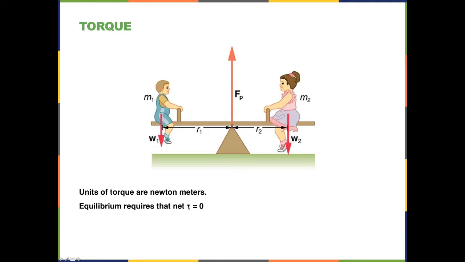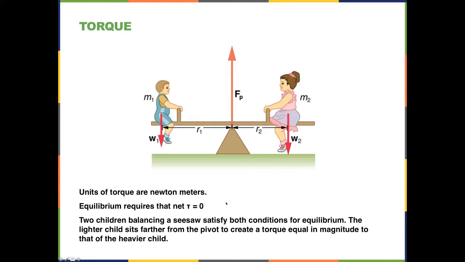Equilibrium requires that the net torque is equal to 0. So the net combination of this plus this has to equal to 0. So you have 2 children balanced on a seesaw, and they satisfy both conditions of equilibrium, in that the torque is equal to 0 and the weight is balanced by the upward force FP. This child has to be sitting farther from the pivot point because he's smaller than this child.